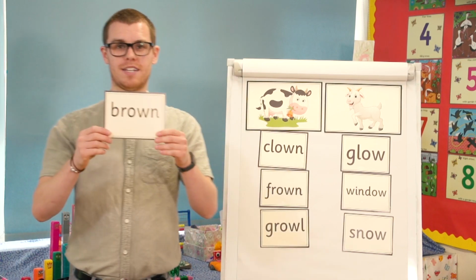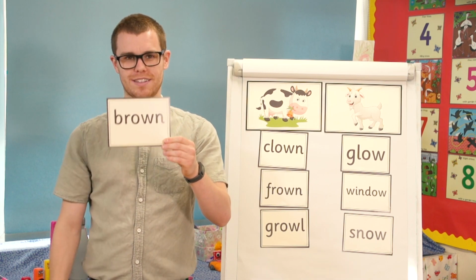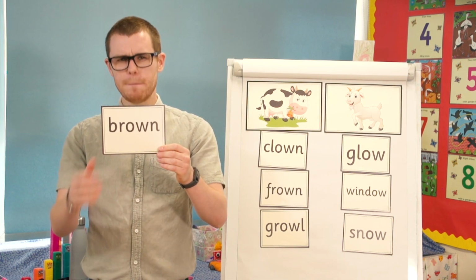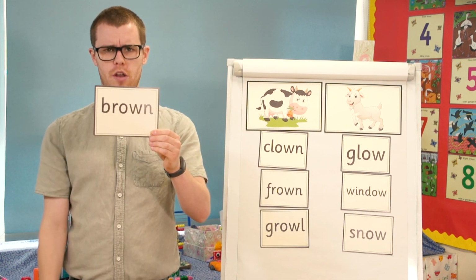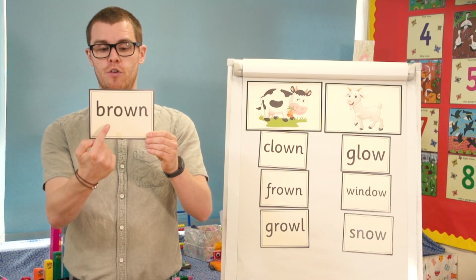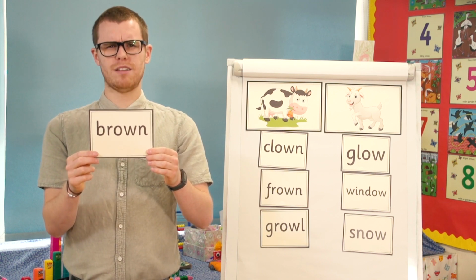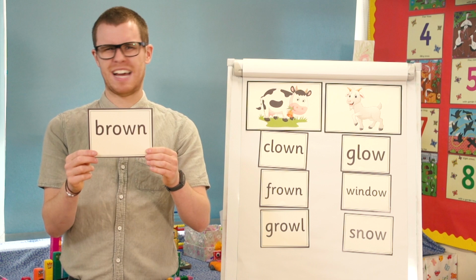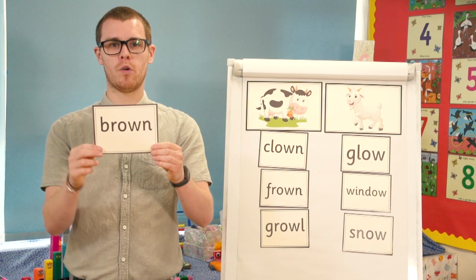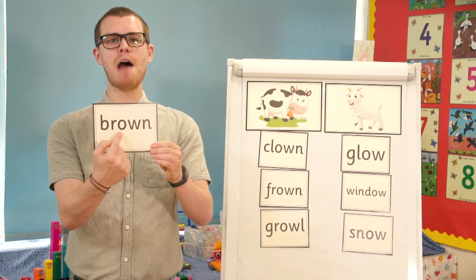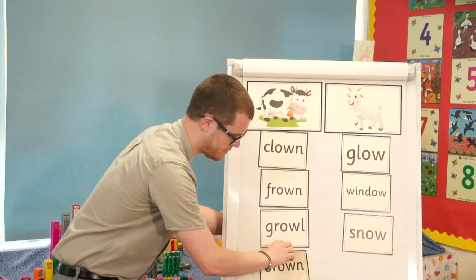Let's look at another word. Here it is. Is it O or ow? Help me to figure it out. Is it b, r, o, n or b, r, ow, n? Well, brown? That doesn't sound right. So it must be brown. Yes, it is the colour brown. Brown has the ow sound, so I'm popping it here, under the cow.